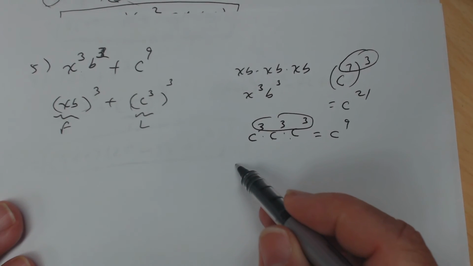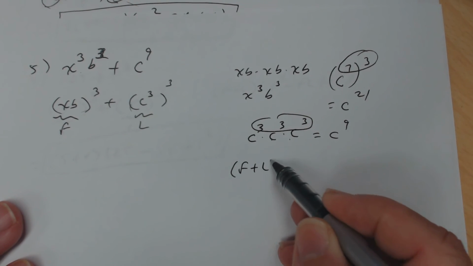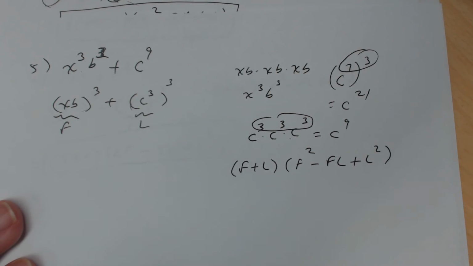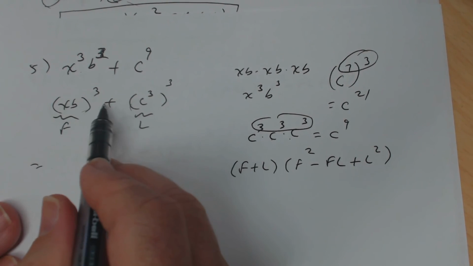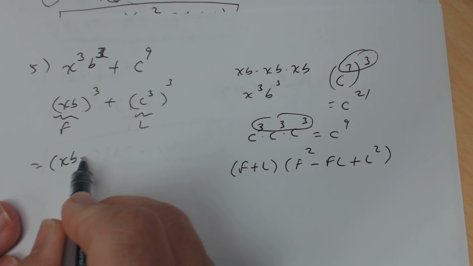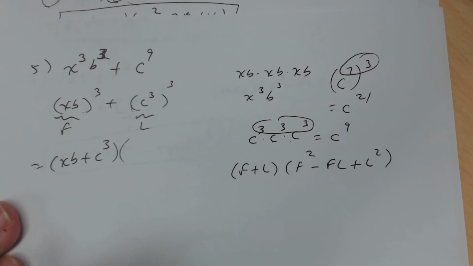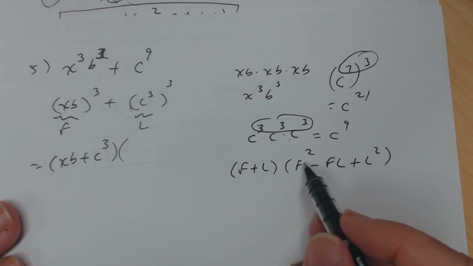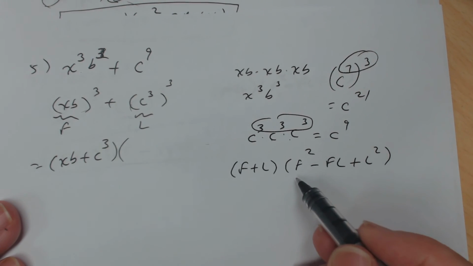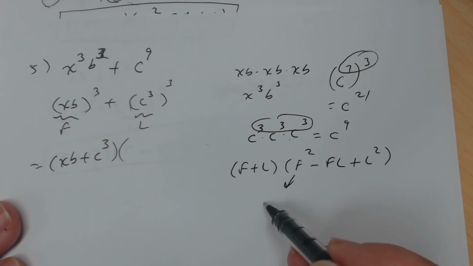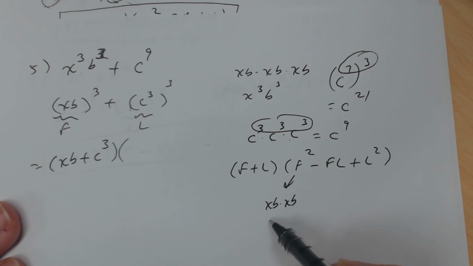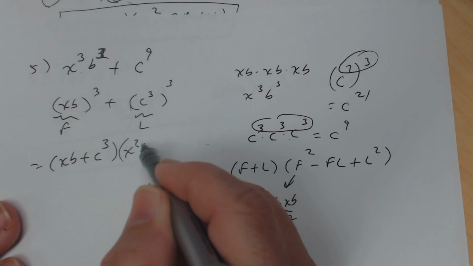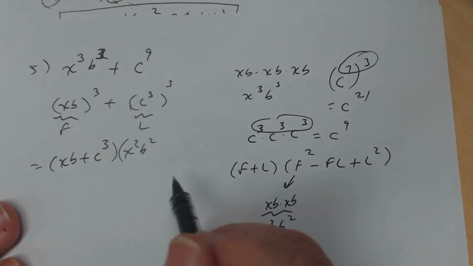Okay, so remember our factorization, our formula is F plus L times F squared minus FL plus L squared. So F plus L, so that's xb plus c cubed times, I'm hoping I have enough room here. Times, all right, this says I take F, which is xb, and I multiply it by itself. So I get xb times xb. So that's x squared b squared. So that's the first term of the trinomial.